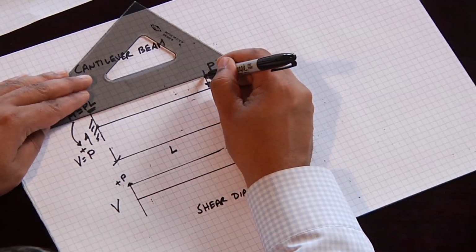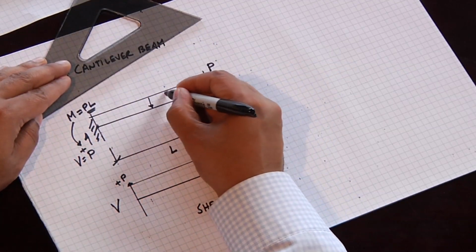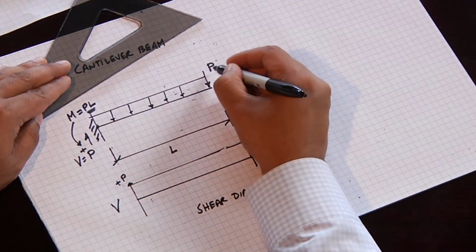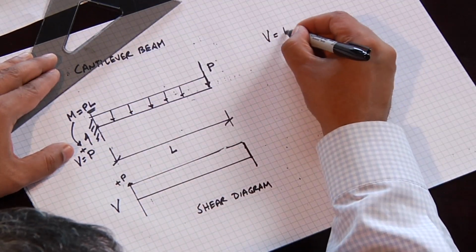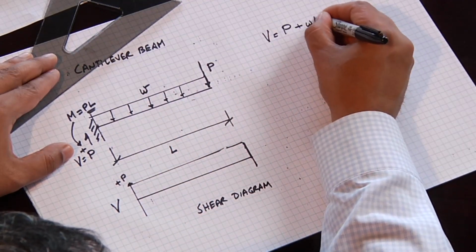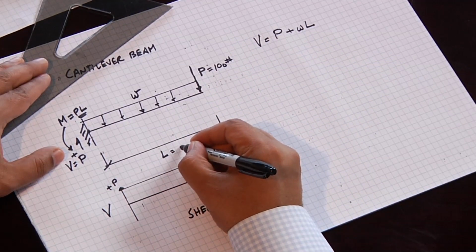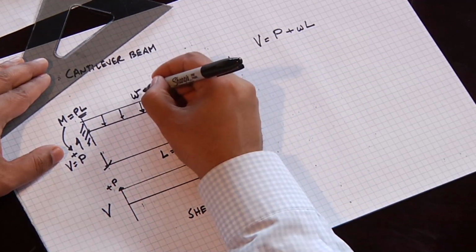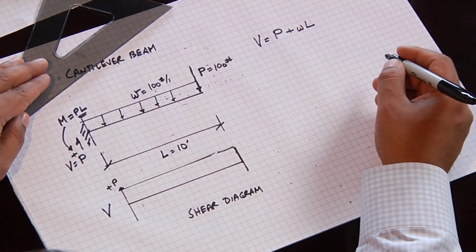If I wanted to make this a little bit more complicated, I could add a uniform load on here. And then what would happen? Then our end reaction, V, becomes P plus, and let's make this W, WL. Let's attach some numbers to this. Let's make P 100 pounds. Let's make L 10 feet. Let's make W 100 pounds per foot.